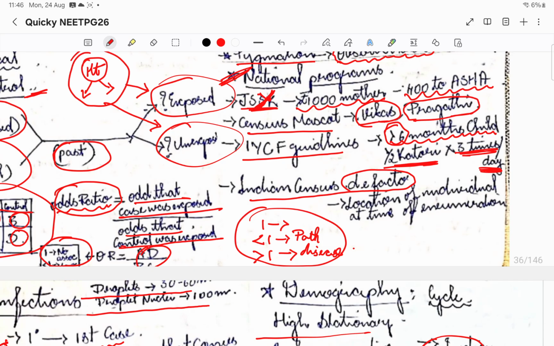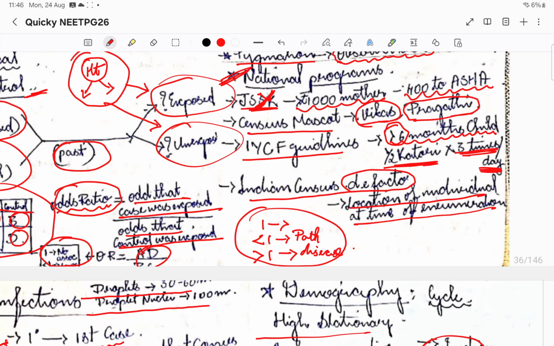So in the Indian census, each country follows a different method, but we follow de facto, meaning the location of the individual at the time of enumeration. For example, I am not from Mumbai or Bangalore, I am from somewhere in Tamil Nadu. But I've visited Bangalore, and some Indian census person would have come.